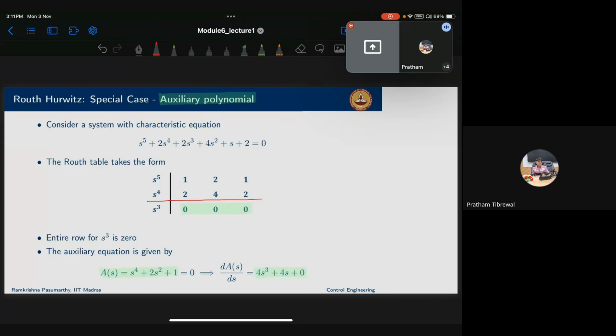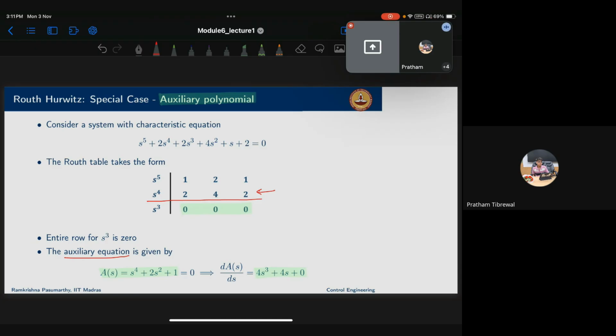I want to ask how we decide this auxiliary polynomial. Here we'll get zeros when we do the calculations for this row. Once we get all zeros in a row, then we go for the auxiliary equation. The auxiliary equation is nothing but the polynomial of the row above.